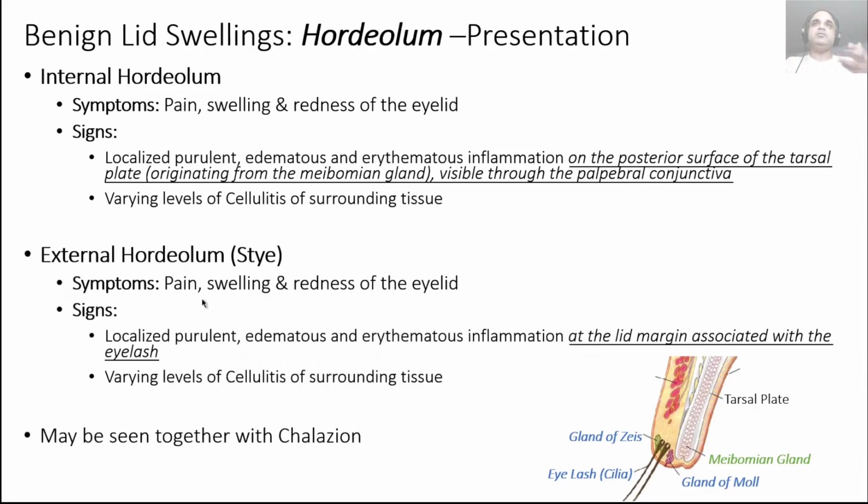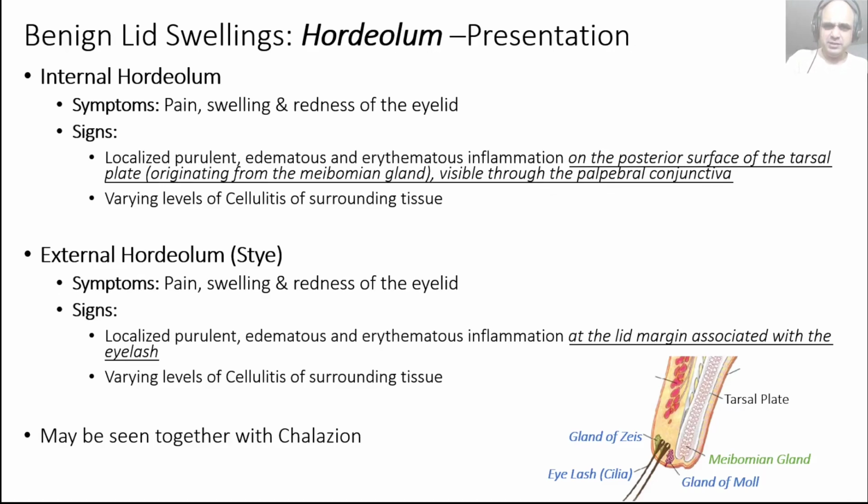An external hordeolum presents with pain, swelling, and redness of the eyelid. So the patient presentation between an internal and external hordeolum would be very similar. However, an external hordeolum is an infection of structures that are located in the anterior half of the lid margin. They are seen without doing any everting or anything else. So they are localized, purulent, edematous, erythematous inflammation at the lid margin, usually associated with an eyelash, because all of these glands and the eyelash itself are very closely associated with one another. And again, you will have various levels of cellulitis of the surrounding tissue, because there's a lot of loose tissue in the skin, and the infection and inflammation can easily spread.